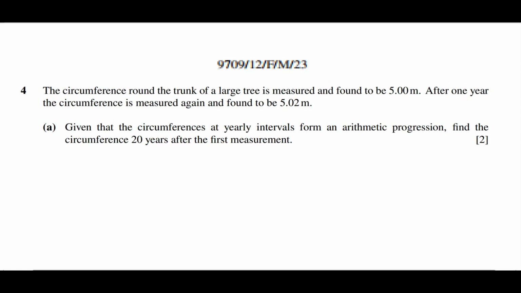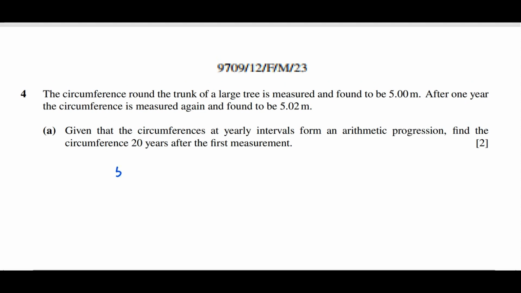So the first value is given as 5 and the second value is 5.02. Okay, and it is an arithmetic progression. So we have to find the value of d. D is the difference between any two consecutive terms in the arithmetic progression. So here it is 5.02 minus 5, which is equal to 0.02. Okay, and let us take the value a as 5.